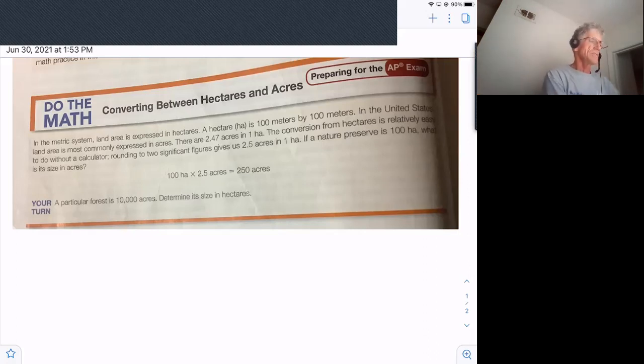So in this problem, we can see that the measurement they're talking about is a hectare. You probably haven't heard that before. It's an area, 100 meters by 100 meters. We're more familiar with acres. A football field is about an acre in area.